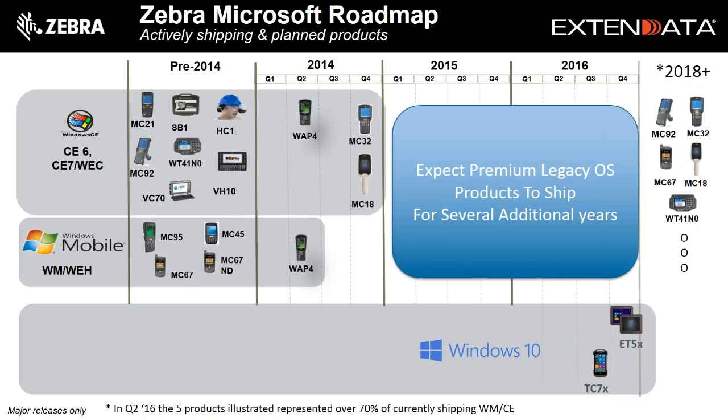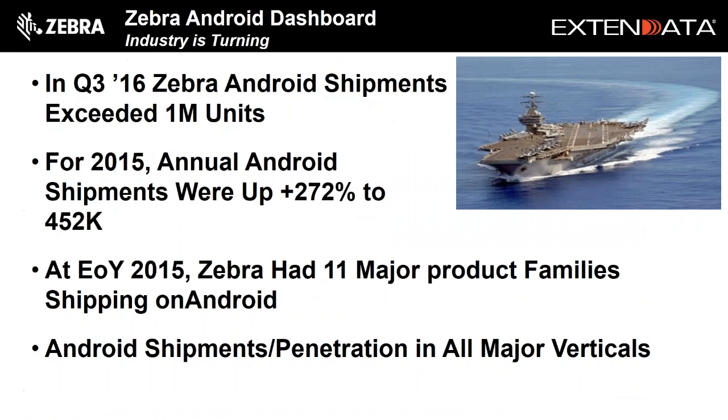So a little bit just to tell you where we are internally. We did ship over 1 million units of Android. For 2015, we had year-over-year growth in Android of about 272%, triple-digit growth. We're seeing significant growth this year as well.